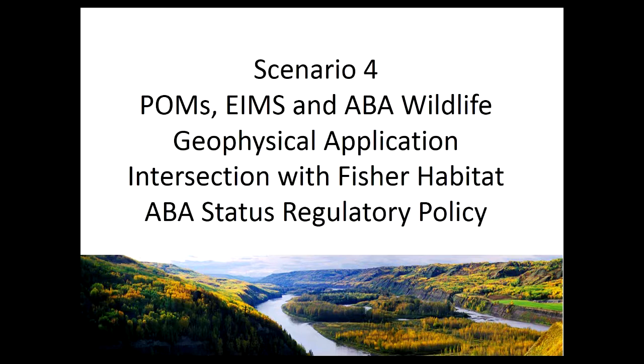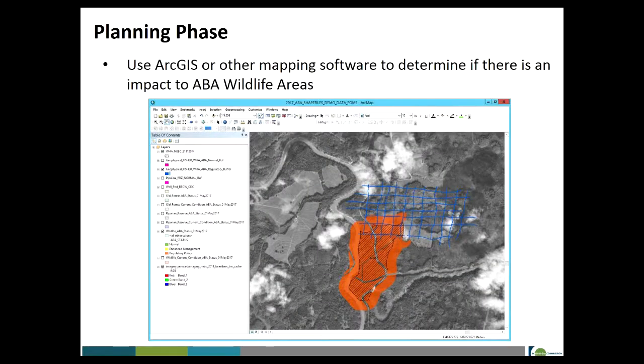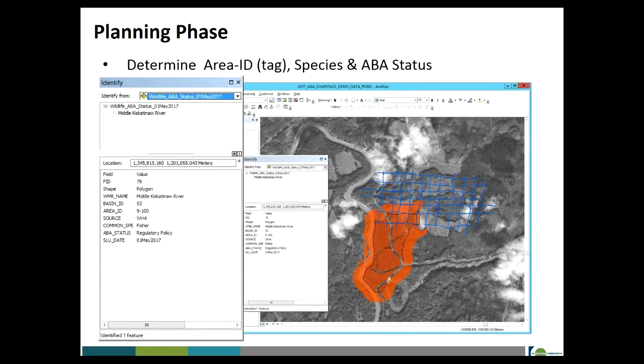Our fourth and final scenario is similar to our third scenario, except this time the WHA is ABA status regulatory policy. In ArcGIS, you can see that our application overlaps another WHA. We will need to determine the tag number, species, ABA status. In this case, again, it's a Fisher WHA. Tag number is 9 of 100, and the ABA status is regulatory policy.